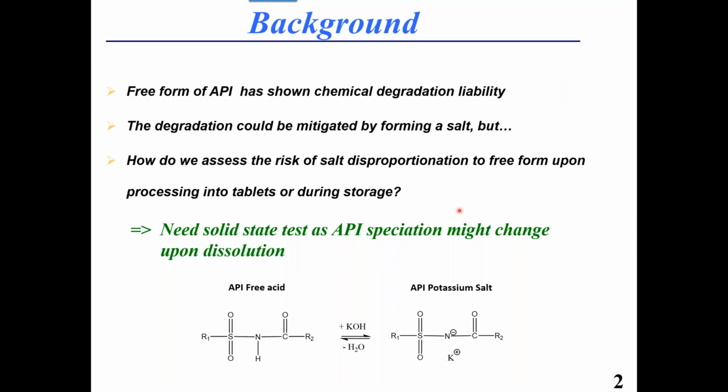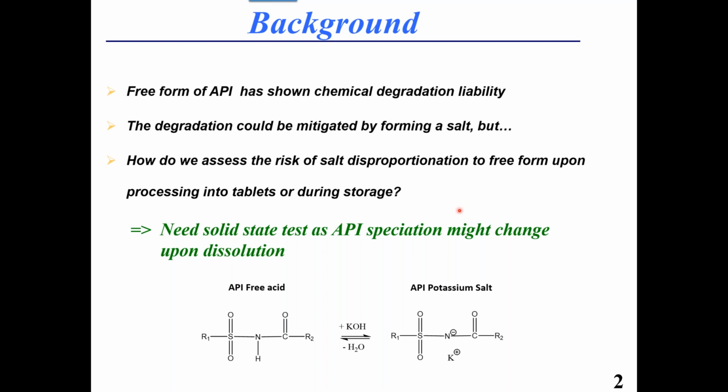So by way of background, the free form of the API has shown chemical degradation liability, and the chemists quickly found that the degradation could be mitigated by forming a salt. But the remaining question to answer was how do we assess the risk of salt disproportionation to the free form upon processing into tablets or during storage? Well, for that, we needed solid state tests, as we assume the speciation, the salt or free-form species of the API, might change upon dissolution. So we couldn't use HPLC, for example. It had to be a solid state test.